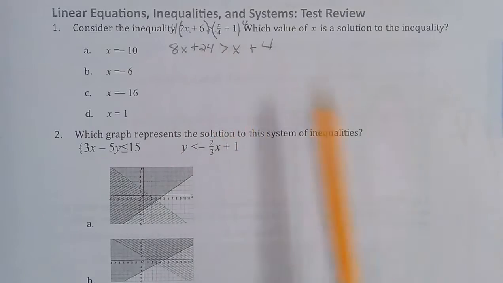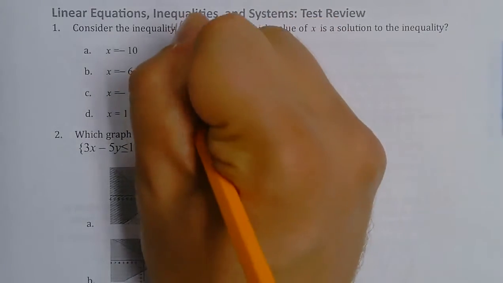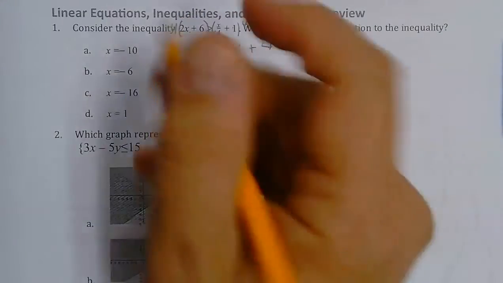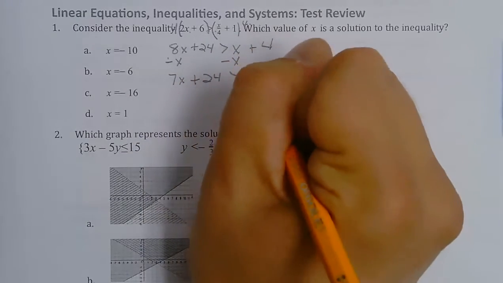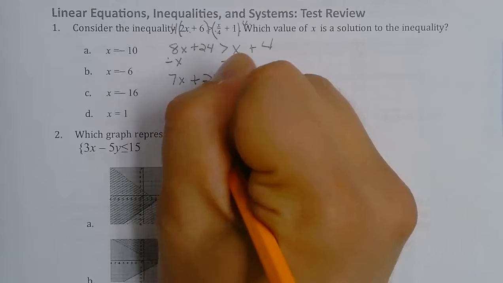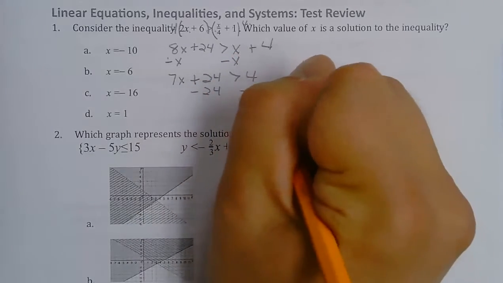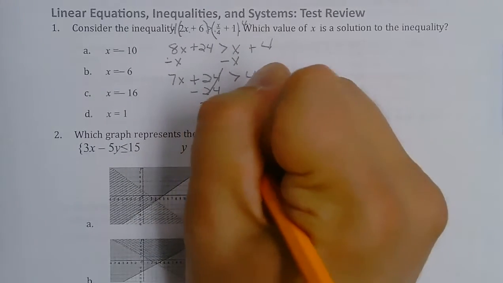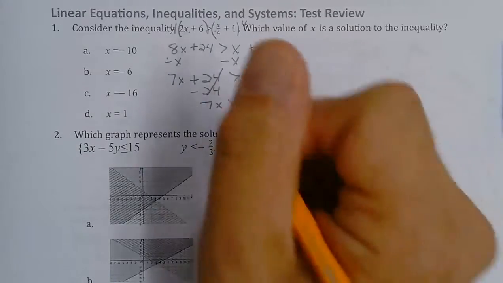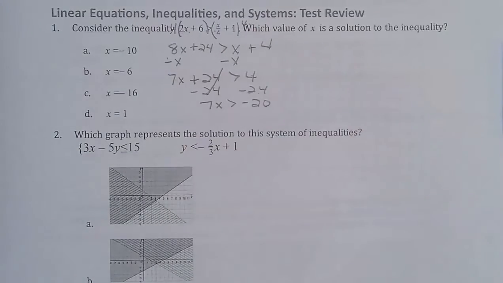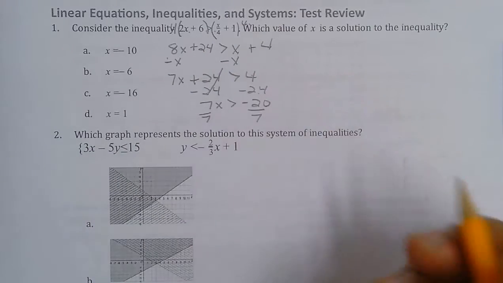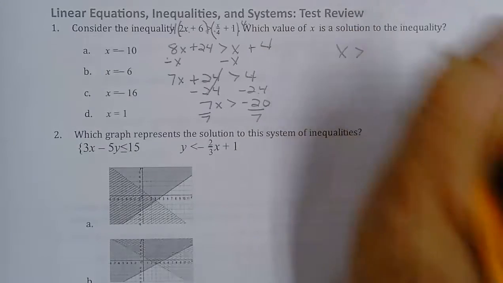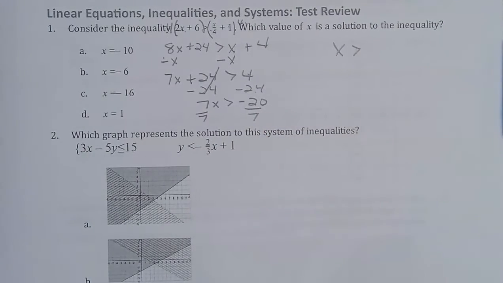Now I have x's on each side of the inequality, so I'm going to move them to the left. So I'm going to subtract x from both sides. 8x minus x is 7x, plus 24 is greater than 4. So then I'm going to subtract 24 from both sides and get 7x is greater than 4 minus 24 is negative 20. Then I'm going to divide both sides by 7. And we would get x is greater than negative 20 divided by 7.